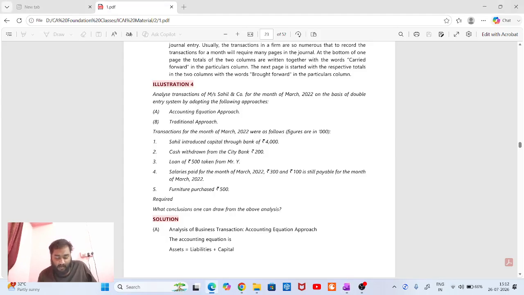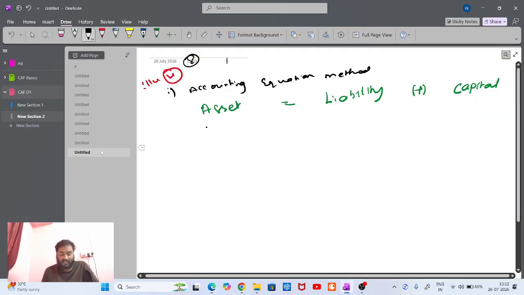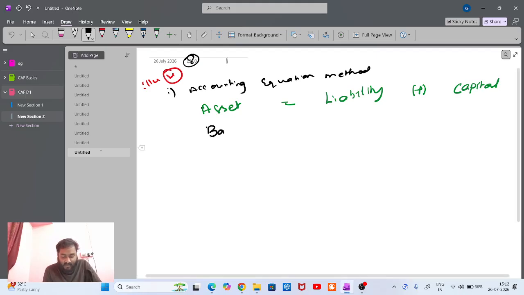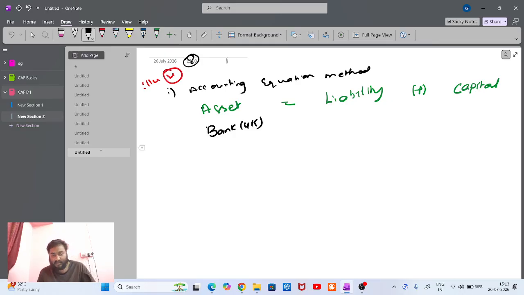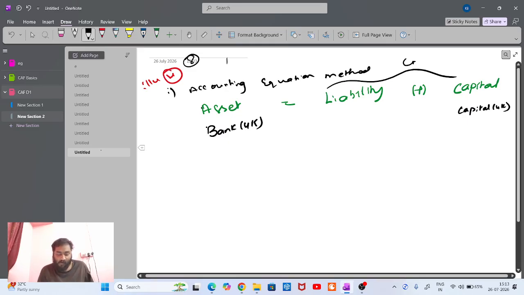Someone introduced capital through bank, 4,000 rupees. What is the journal entry? Bank. Bank is an asset. Bank, 4,000 rupees. Sahil introduced capital. These both are credit balances, right? Capital, 4,000 rupees. Okay, let's speed up a bit.